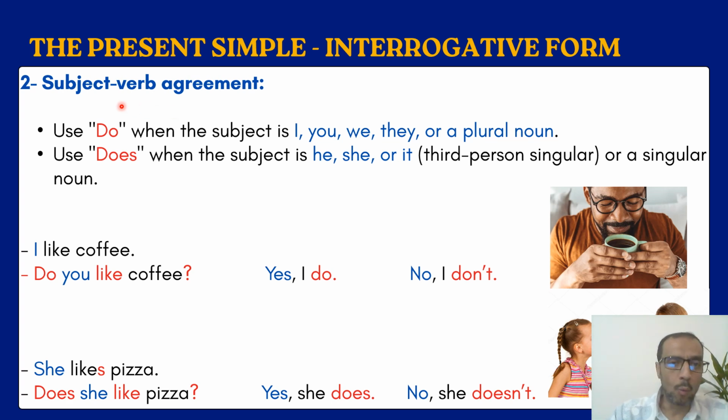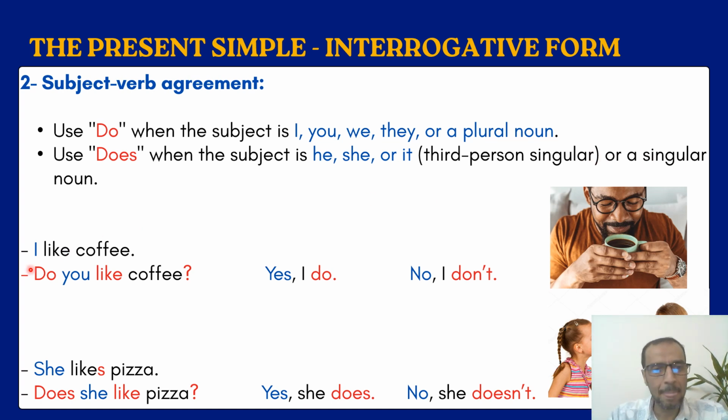However, we have to maintain again the subject-verb agreement. Don't forget that we use do when the subject is I, you, we, they, or a plural noun. And we use does when the subject is he, she, it, or what we call third person singular or a singular noun.